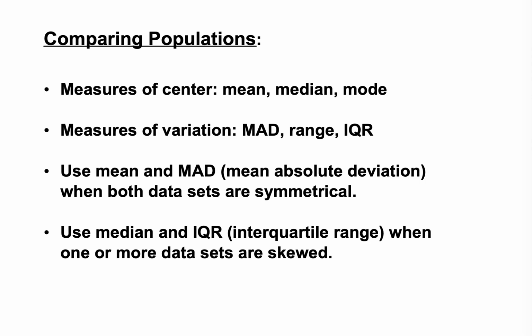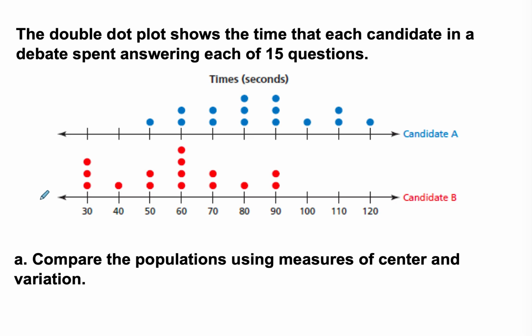Okay, so let's take a look at this first problem. The first thing we need to decide is if our data is symmetrical or skewed. So let's read about the situation. The double dot plot shows the time that each candidate in a debate spent answering each of 15 questions. The blue dots represent how many seconds candidate A spent, and the red dots represent how much time candidate B spent.